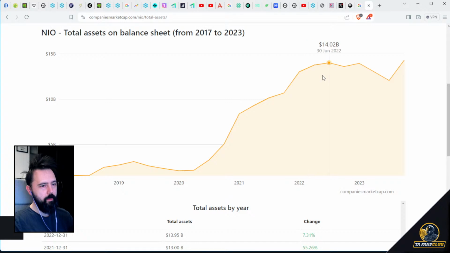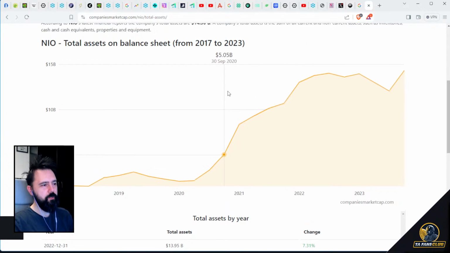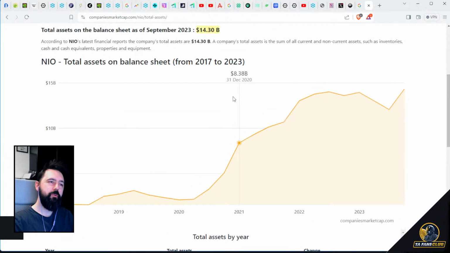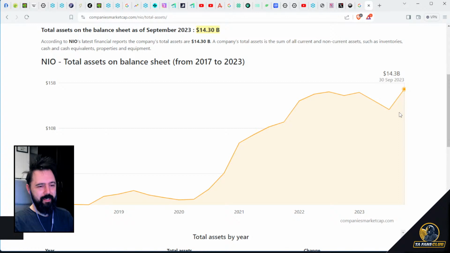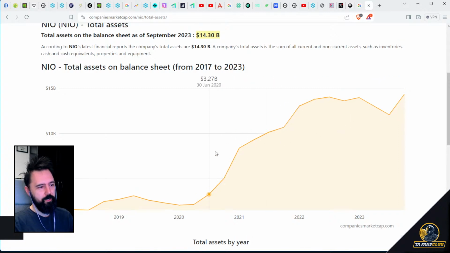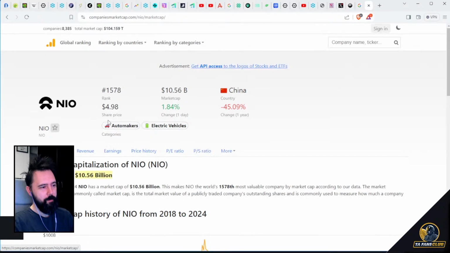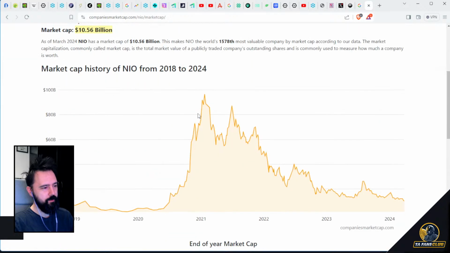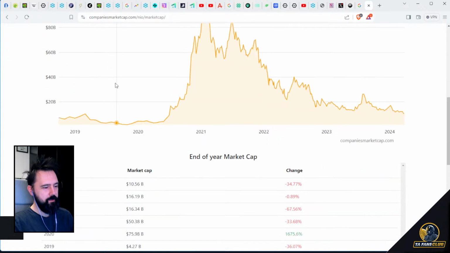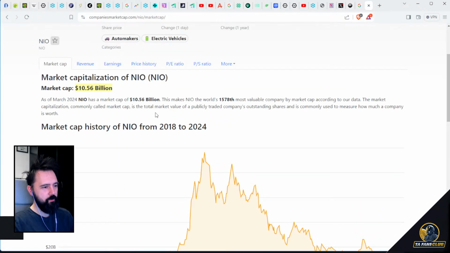So the market cap of Neo is 10 billion. So you can buy an entire company for 10 billion and then you can liquidate the total assets and, you know, make 4 billion. Literally. But change 1 year, 50% down.